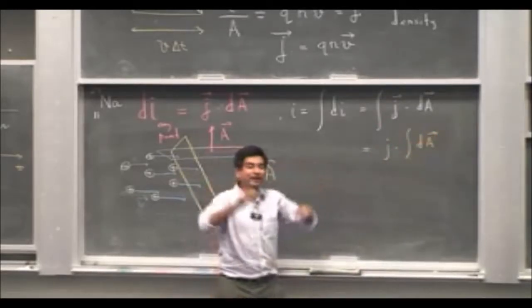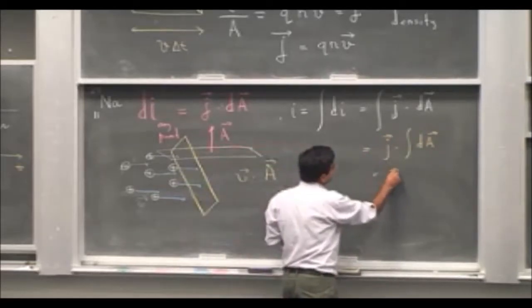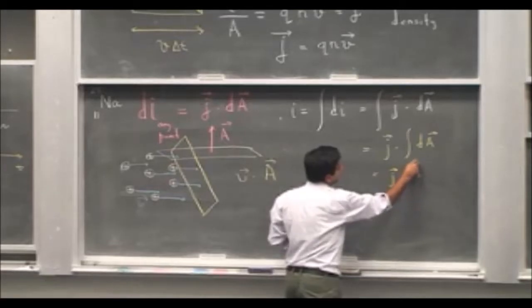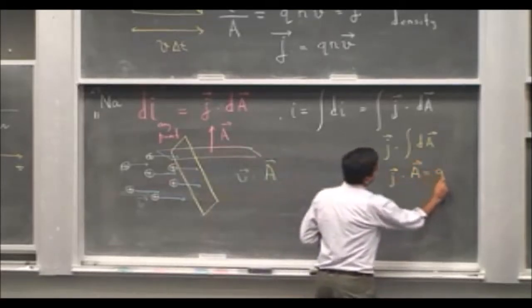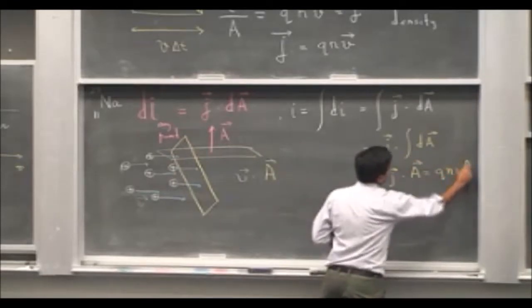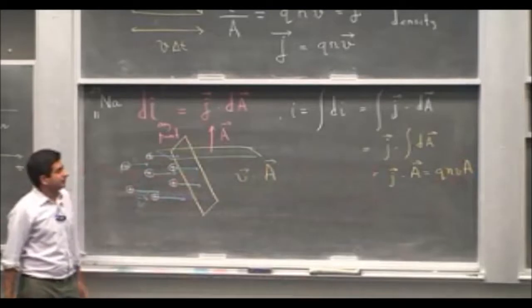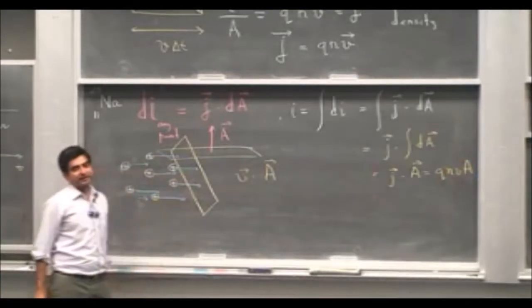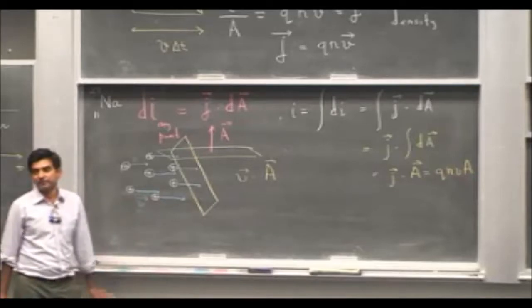And if J and dA are always parallel, you can call this J dot A. And J is simply QNV. You multiply this straight away with A. Now, you'll get plenty of practice of this kind in the tutorials and the recitations. Okay, so let's move on.